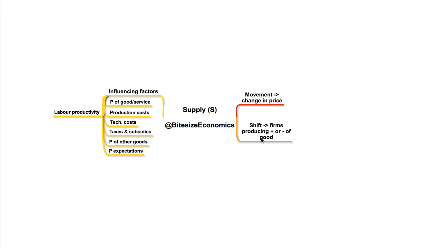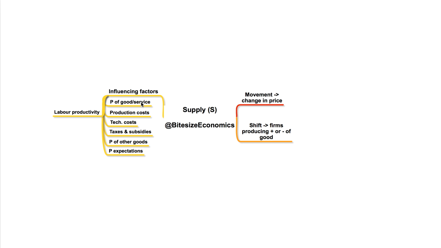A shift in the supply curve, on the other hand, is caused by firms producing more of a good or service, because that then means that quantity can jump outwards. So, firms producing more or less of a good or service. And it can also be because of an increase or a decrease in the factors of production. And in case you don't know what the factors of production are, I've discussed that in a previous video that you can watch. So a change of any of the other influences on supply will induce a shift. So change in influences of supply causes a shift.